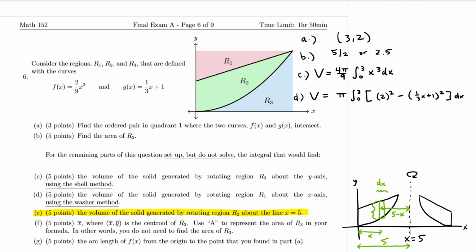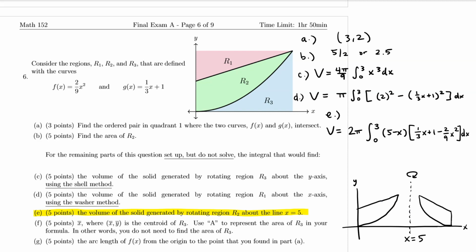So starting to write out our answer for part E, we have the volume is equal to 2 pi times the integral from 0 to 3 of my radius, which is 5 minus x. And then the height is going to be the linear curve minus the quadratic curve. So we have 1/3 x plus 1, and then we would subtract off the quadratic portion, and then we are integrating with respect to x. So there's our answer for part E.